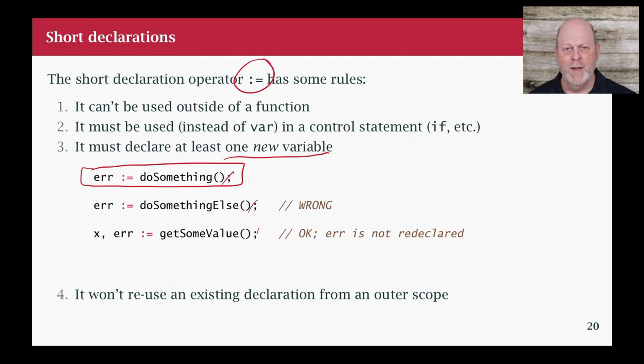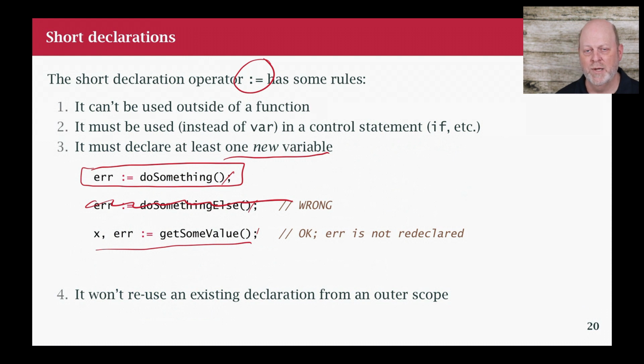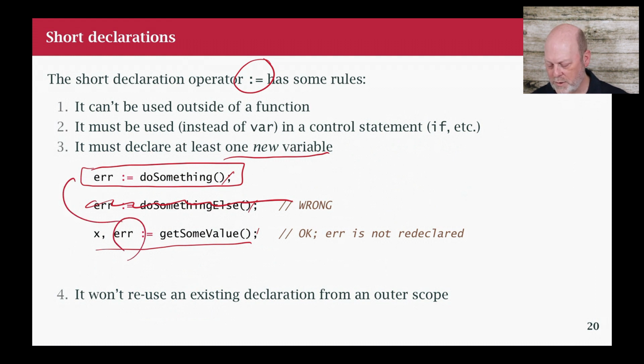Great. The next line is a mistake because effectively I've redeclared error and I can't do that in the same scope. So that's wrong. But the third line is perfectly okay because I'm declaring x, it's a new variable, and then I'm assigning to error, I'm not redeclaring it. This error is the same as that error, assuming this is all part of one little function. Okay, so that's why I say it has to have at least one new variable. The new variable is declared, the other variables are reused and assigned.